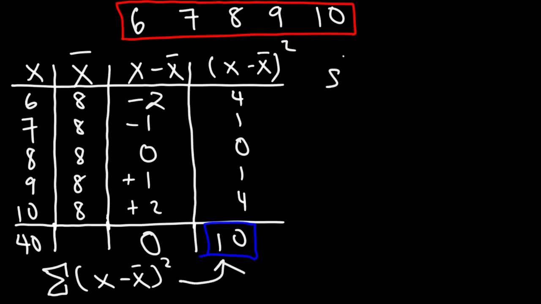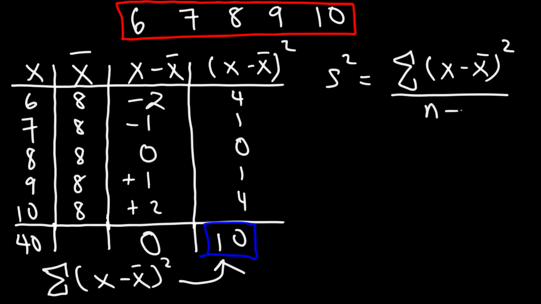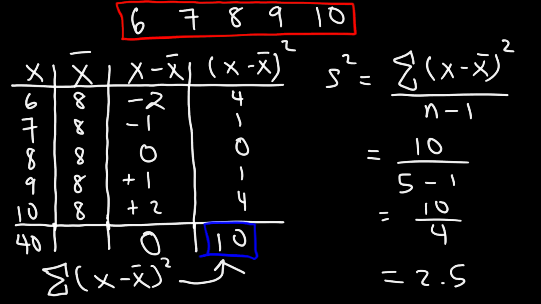Now the variance, represented by s squared, this is the sample variance. It's going to be the sum of the deviations squared divided by n minus 1. So we already know what this value is based on what we see here. That's 10. N is 5. There are 5 numbers in our list. And 5 minus 1 is 4. 10 divided by 4 is 2.5. So this is the sample variance of the data. So I'm going to write that here. S squared is 2.5. So that's how you can calculate the sample variance, or the variance of a sample.